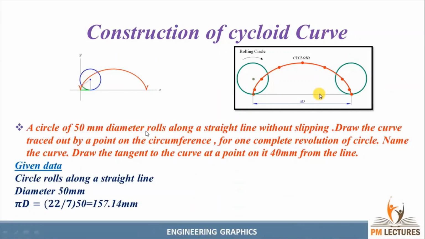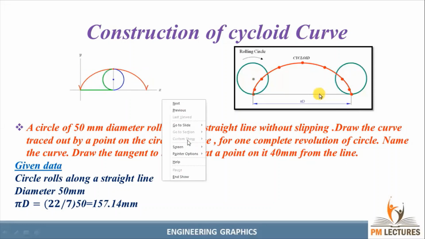Let's discuss the question. A circle of 50 diameter rolls along a straight line without slipping. See here, the phrase is "rolls along a straight line". Draw the curve traced out by a point on the circumference for one complete revolution of the circle. Name the curve. Draw the tangent to the curve at a point 40 from the line. So these are the given data.